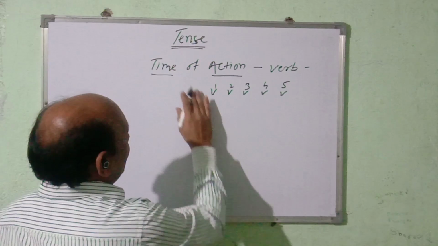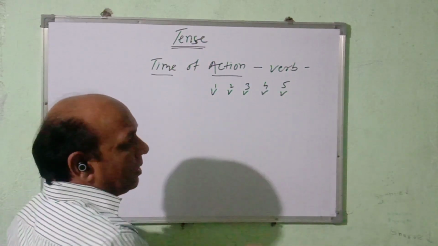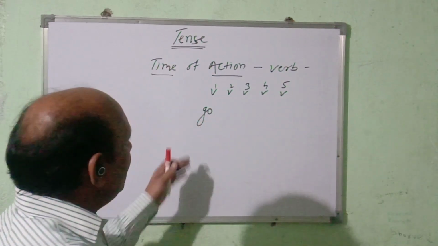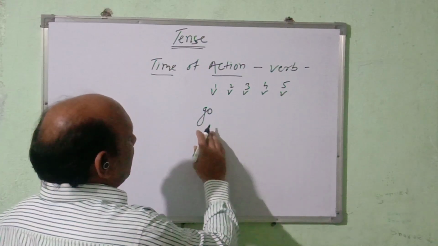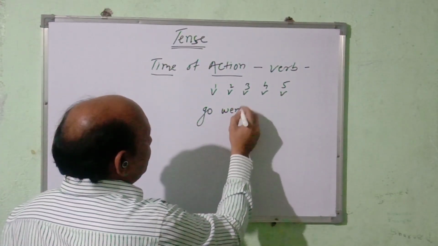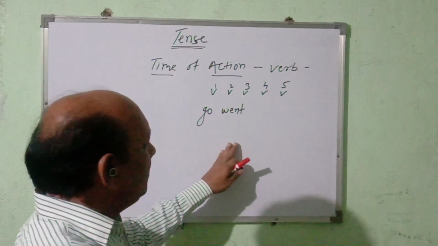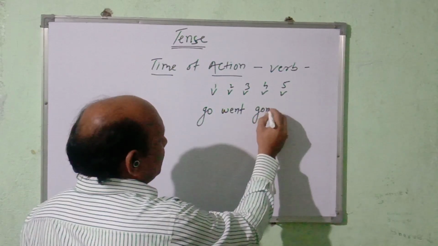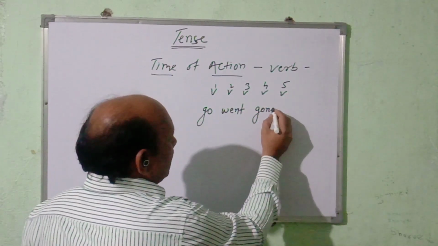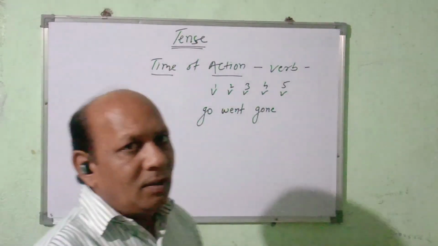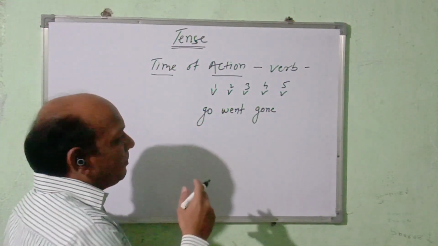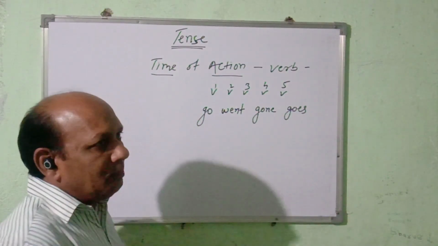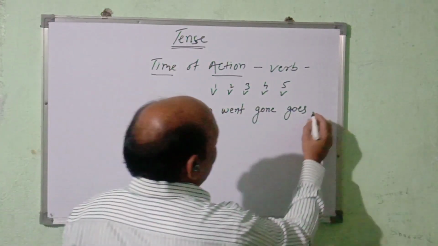I am taking here one root word or verb, that is go. This is the first form of verb. What is the second form of go? It is went. What is the third form of the verb? That one is gone. So what about the fourth and fifth forms? The fourth form is goes, and the fifth form of the verb is going.